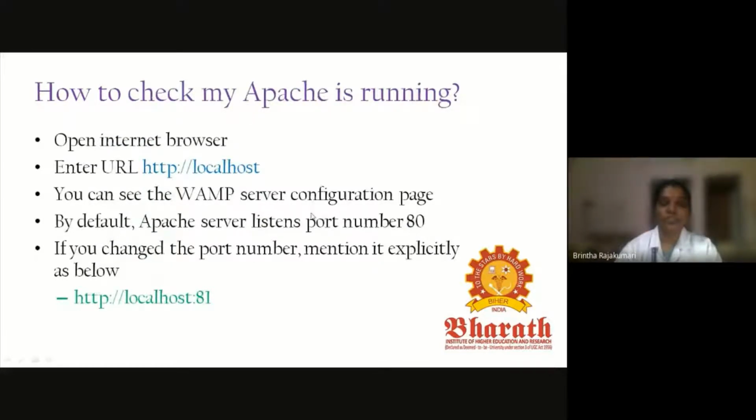Okay, so first you should open Internet Explorer, or any one of the Internet browsers. You can open any browser and type the URL http://localhost. So you can see the WAMP server configuration page on localhost. By default, the listening port is 80. I already told you the default listening port 80 is used for the web server. If you want to change it, you can specify this address. You should modify the httpd file and also use this address, http://localhost:81.